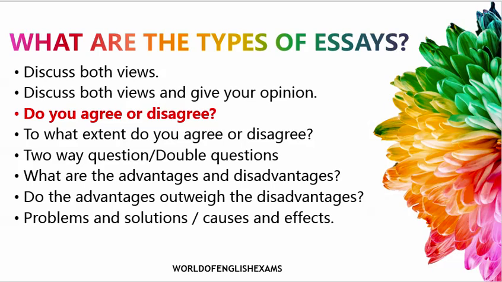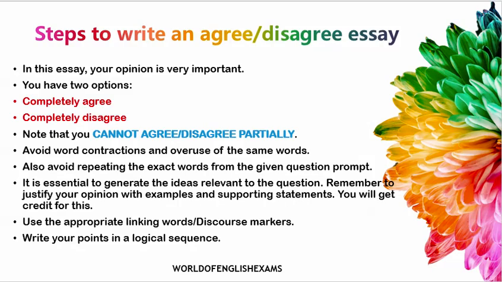So with that, let's understand what are the various steps that you need to follow while writing this essay type, that is agree or disagree. Here your opinion is very important because the question prompt itself is telling us, do you agree or disagree? So clearly your opinion is being asked. So you have to make a choice whether you are towards the agreement side or towards the disagreement side. And another important point is that you just have two options here, either to completely agree or to completely disagree, which means you cannot partially agree or partially disagree here.